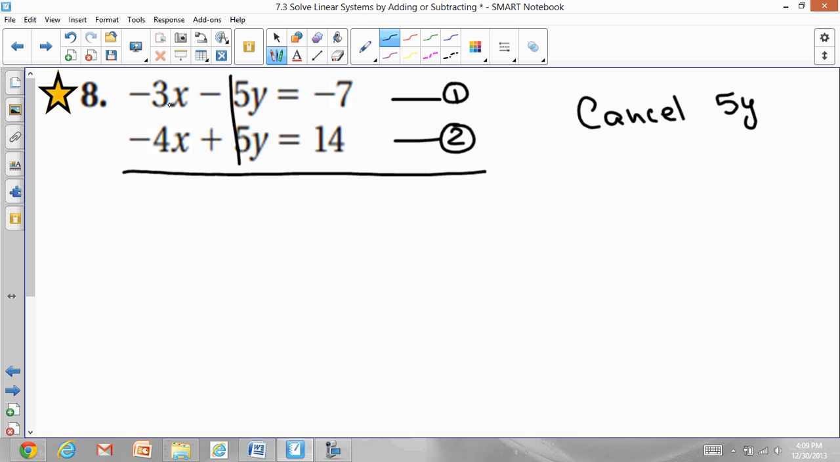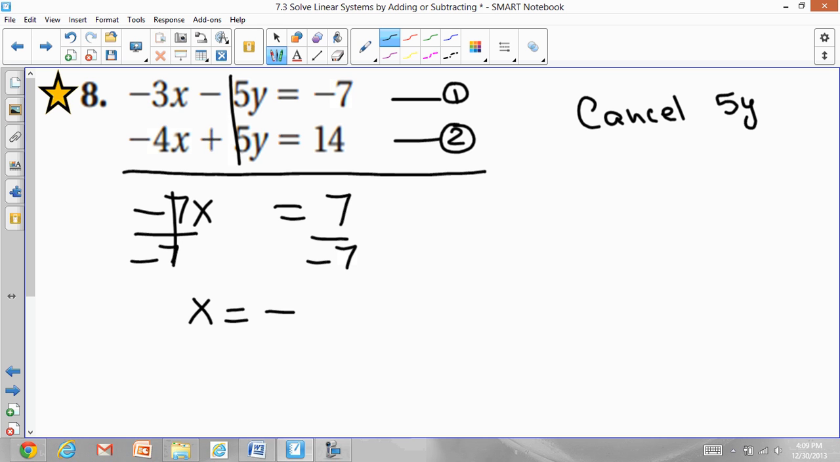So all I'm doing is combining negative 3x and negative 4x. Negative 3x combines with negative 4x to give you negative 7x. And on the right side, negative 7 combines with 14 to give you positive 7. So now you have your one-step equation. Divide by negative 7 on both sides, cancel. You get x equals negative 1.